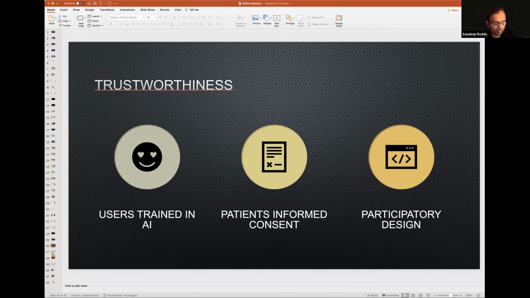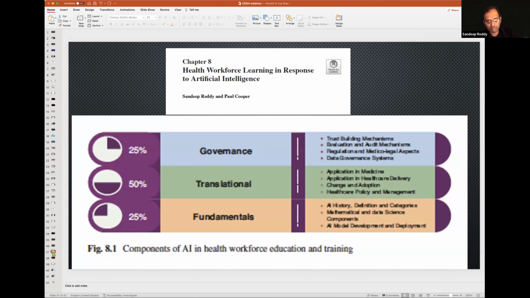We can address that through education. Recently, myself and a co-author published a book chapter discussing the elements that need to be covered in educating people about AI in healthcare, especially when you consider clinicians. They need to be aware of what AI is and what applications they're using so that they can have more trust and confidence in what they're using.